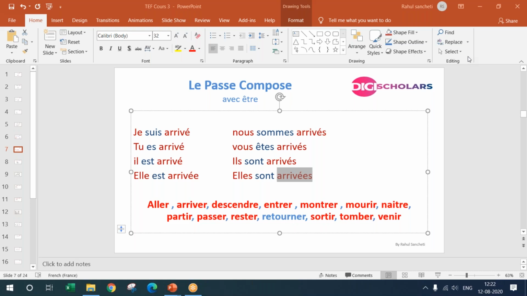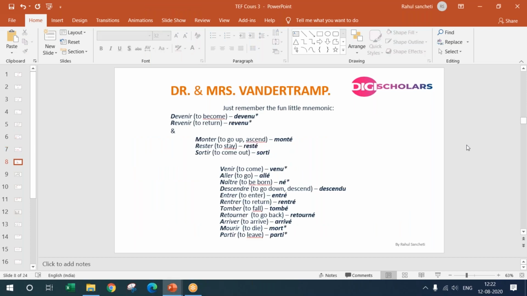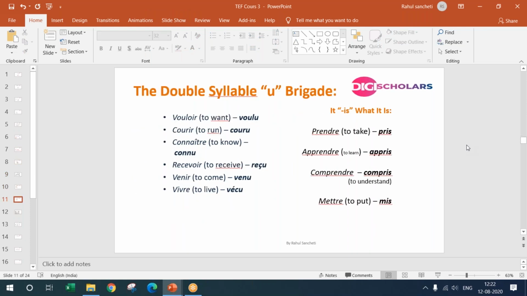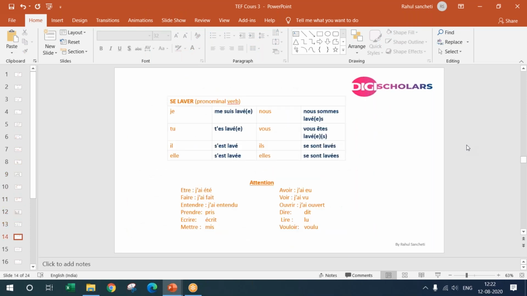Yeah. Thank you everyone for letting me know that you have understood, and then we'll move on to the next one. Yep, it's done. Okay, we saw the pronominal verbs that we conjugated with être. Now we look at how it is conjugated. So I know this will be a little messy.